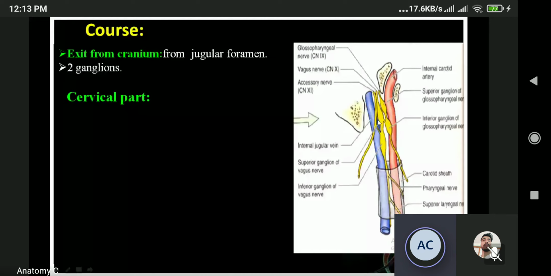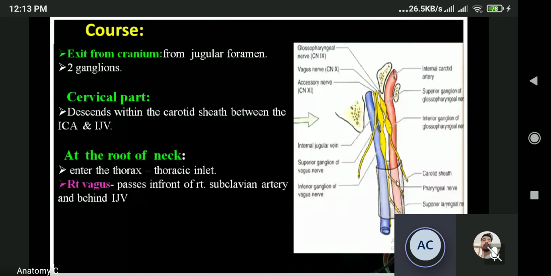Then we can see over here the two ganglia. This one is the superior ganglion and this one is the inferior ganglion of the vagus nerve. Now it will enter into the neck region, that is known as the cervical part. In the cervical region, it will descend down. It will lie within the carotid sheath and run between the internal jugular vein and internal carotid artery. Next, now it will enter into the root of the neck. At the root of the neck, it will enter the thorax through the thoracic inlet.